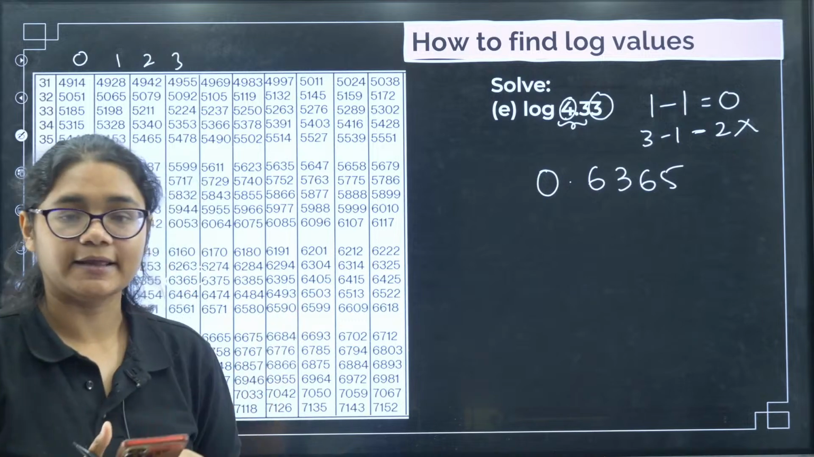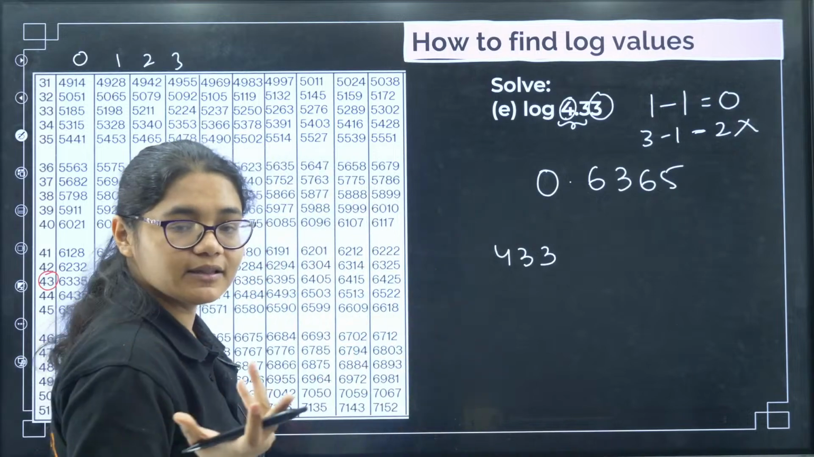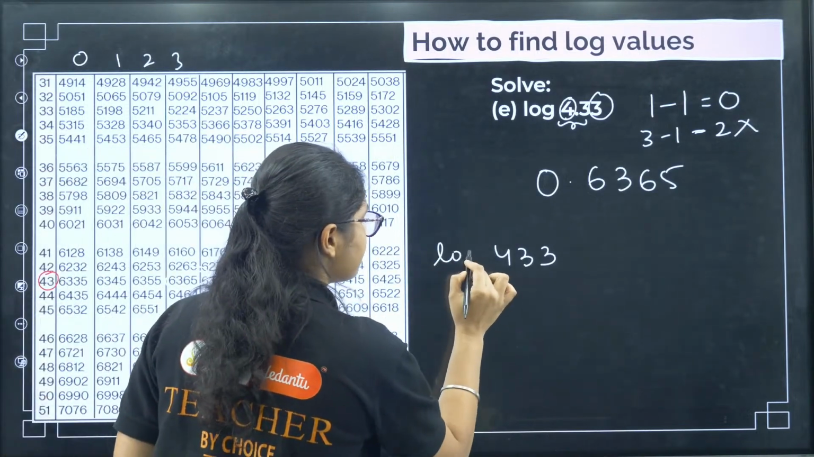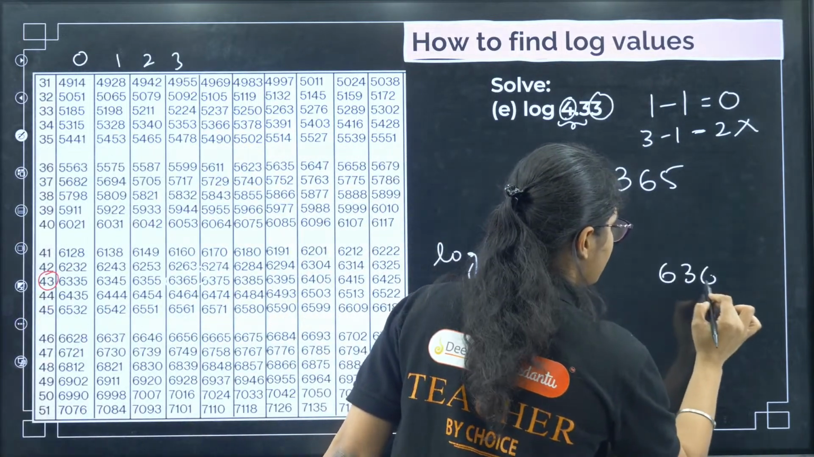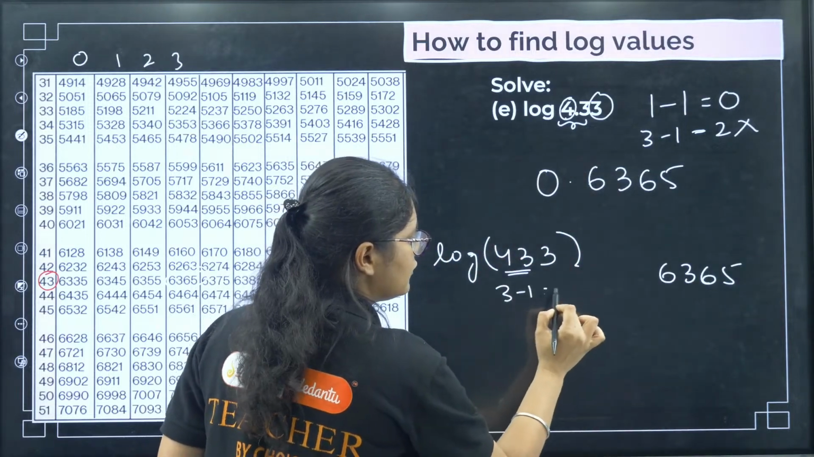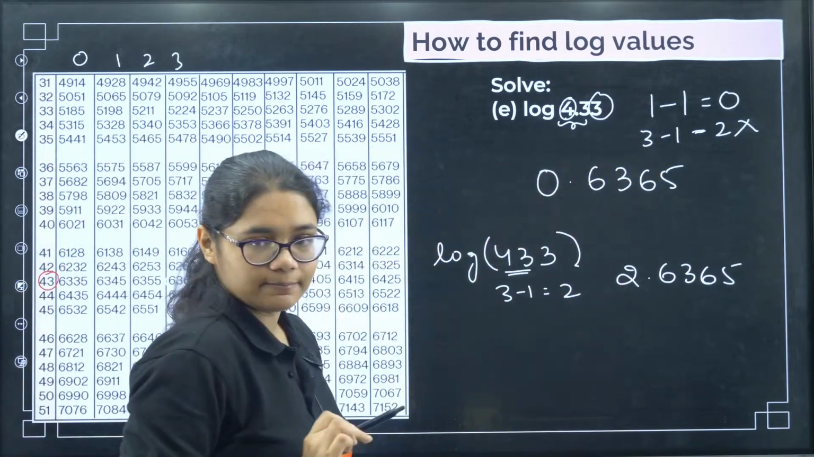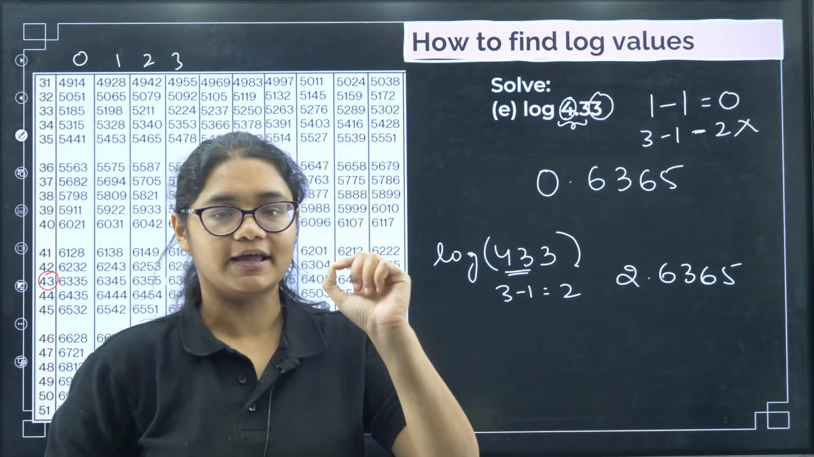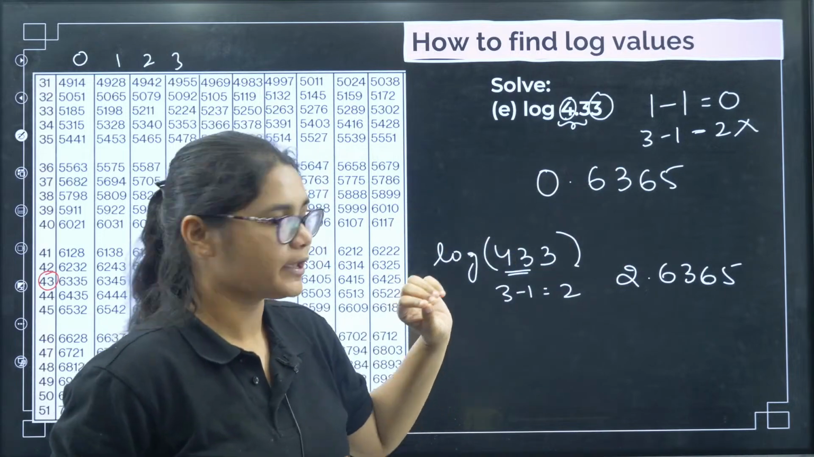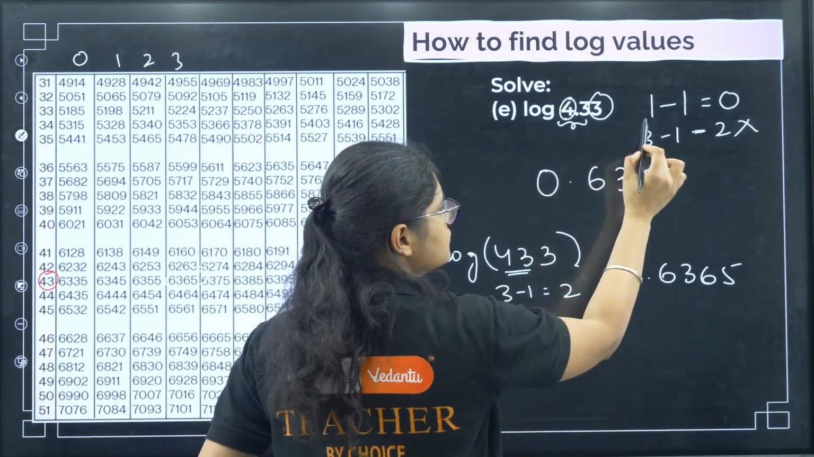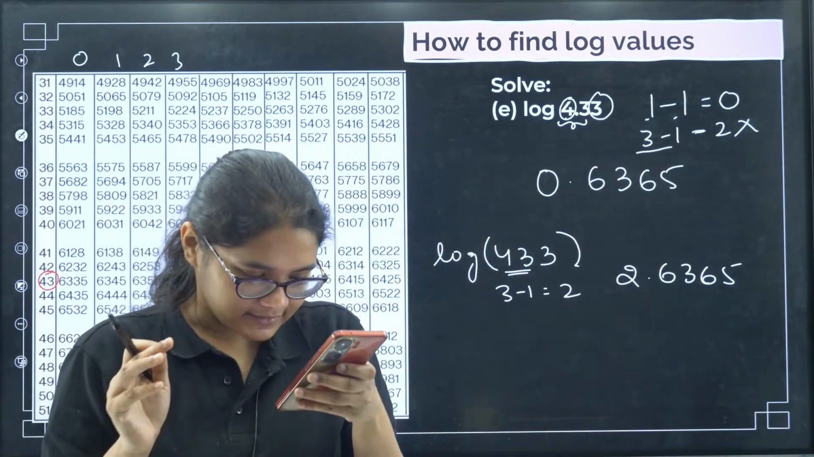Sri Hari, that's what I am saying. If the number is 433, then what will be the log value of 433? See, I will check 43. 43 ka 3, 6365. Then I will take 3 minus 1, 2. I will get 2.6365. But it is not like that. It is 4.33. So whenever the decimal is in the number itself, you have to consider only the digits before the decimal. The digits after the decimal should not be considered. So I have how many digits before the decimal? 1. So 1 minus 1 is 0. So that is 0.6365.